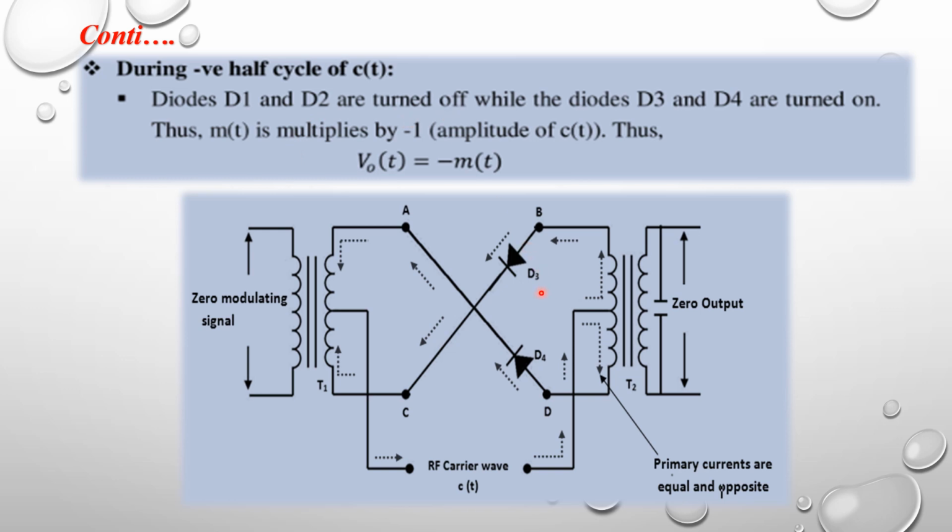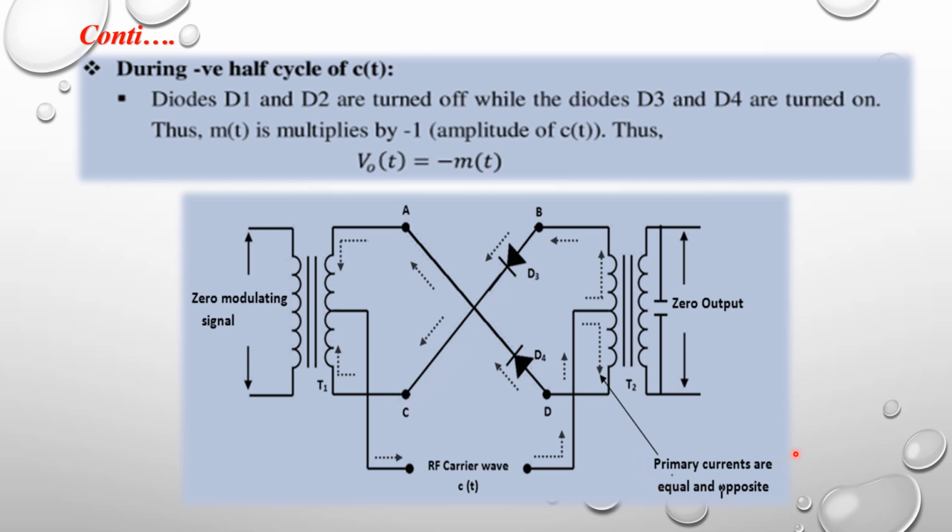and diodes D3 and D4 are turned on. They conduct the negative half cycle of the carrier signal. This positive terminal of the diode is connected to the positive terminal of the secondary transformer, and negative is connected to the positive terminal of the primary.